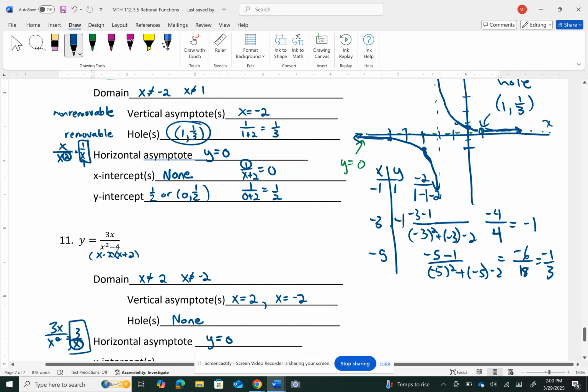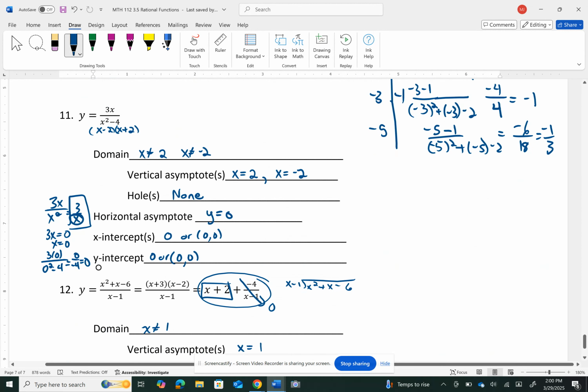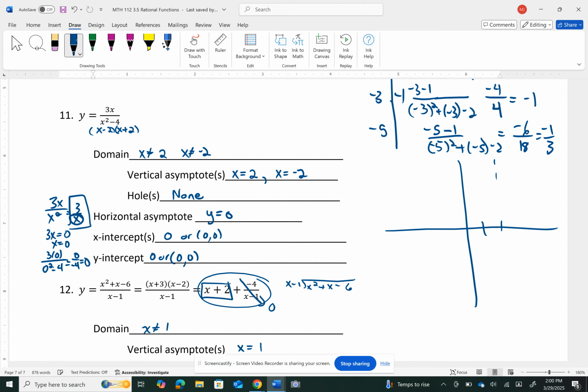All right, let's try graphing 11. All right, so with 11, we have 2 vertical asymptotes, one over here and one over here at negative 2. Okay, so x equals negative 2 and x equals positive 2. We have a horizontal asymptote right there at the x-axis because the degree was bigger on the bottom. Okay.